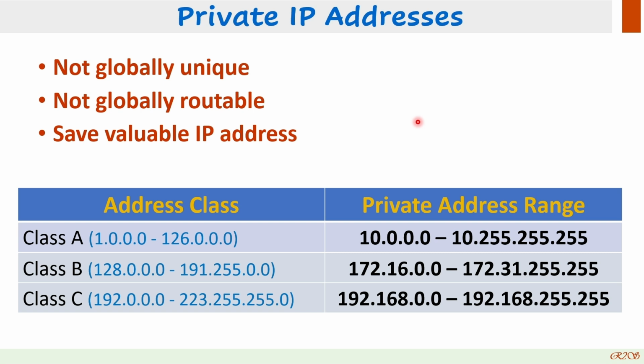These are duplicated, for example, one part in the USA or Australia or India or China or Brazil, right? They can use it, but these IP addresses do not travel through the internet. They are not globally routable.